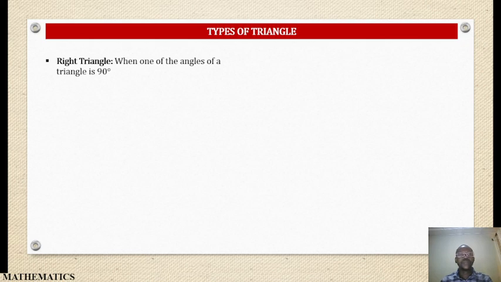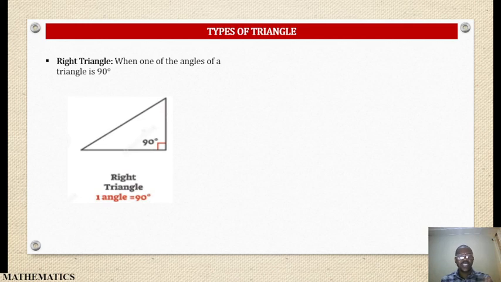Another type of triangle is what we call right triangle. A right triangle is a type of triangle in which one of the three angles is equal to 90. And then let us see the example here. You can see that one angle is equal to 90, other angles are not up to 90. And that is what we call right triangle.